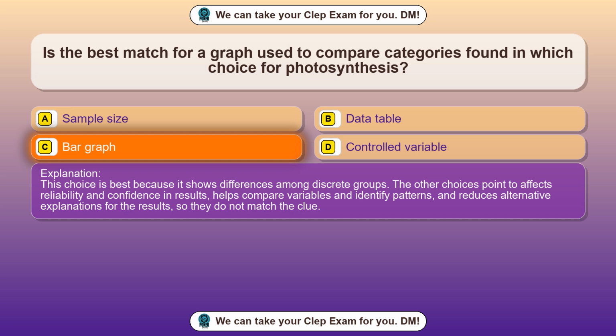This choice is best because it shows differences among discrete groups. The other choices point to affects reliability and confidence in results, helps compare variables and identify patterns, and reduces alternative explanations for the results, so they do not match the clue.